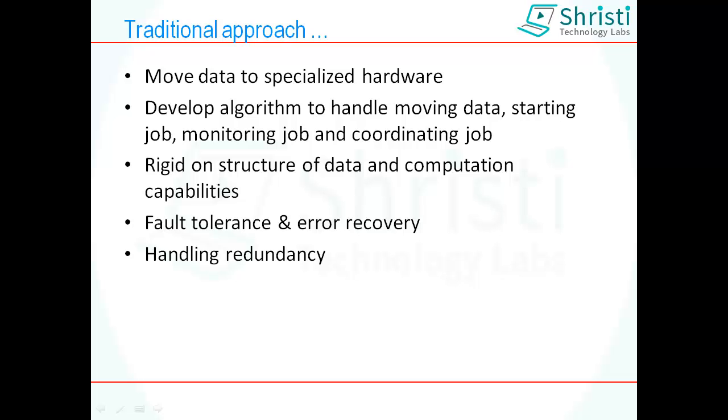Also, fault tolerance and recovery, right? There is no inbuilt fault tolerance or recovery. You have to build it and monitor it, right? Those kinds of things are your headache. Also, handling redundancy, right? If only one part fails, what do you do? Also, storage redundancy: if the machine goes down, what do you do? You need to have redundancy in your mind before designing a system, depending on how critical it is.